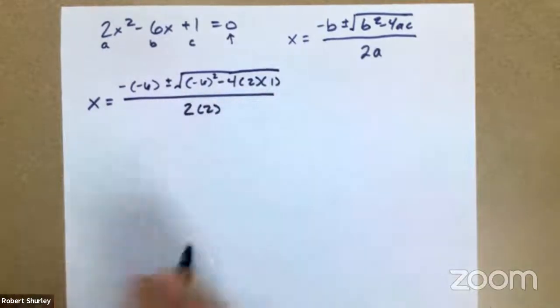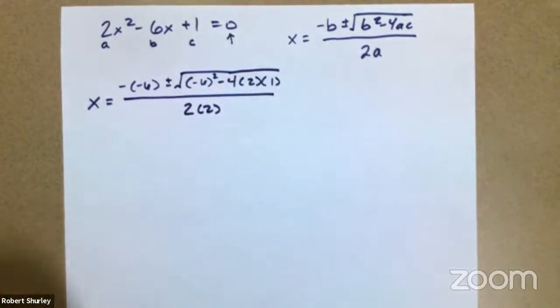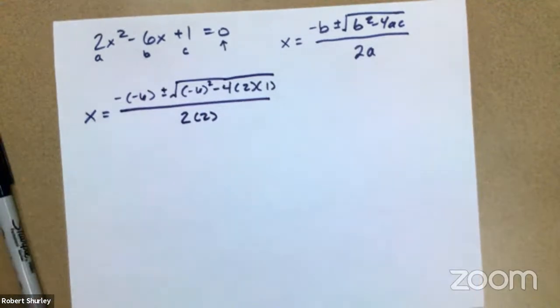So I want you to simplify this one completely. I'm going to give you a minute. I've got to run to my office real fast, see if I've got another marker. I'll be right back.